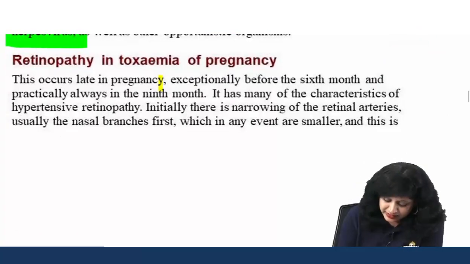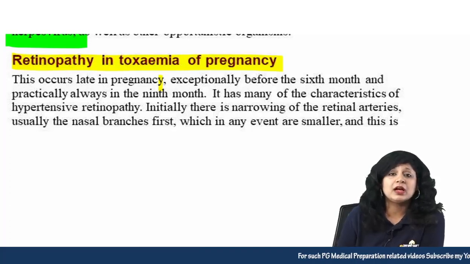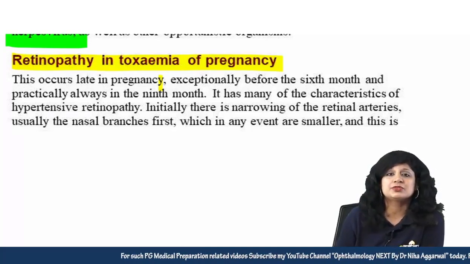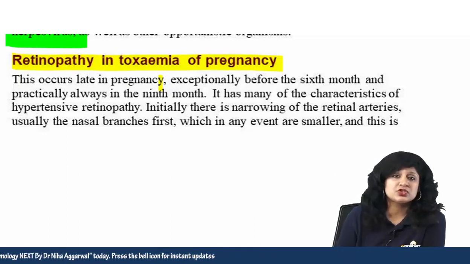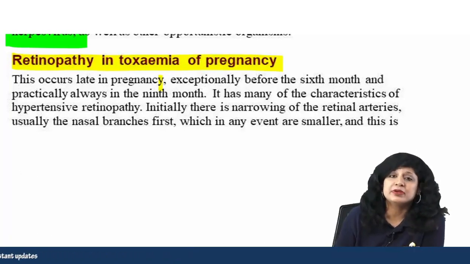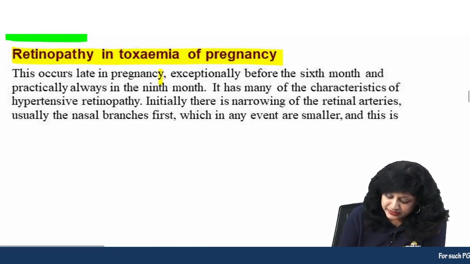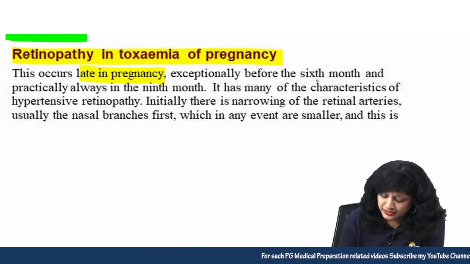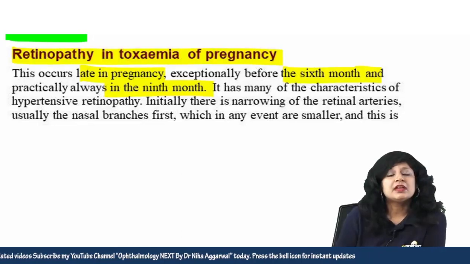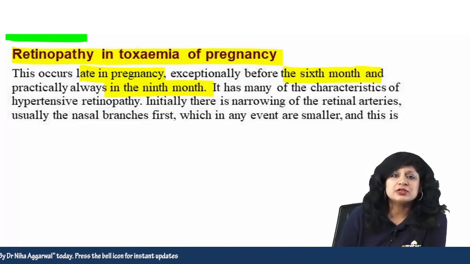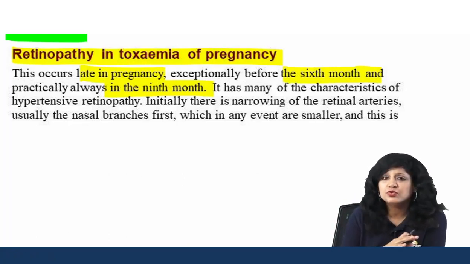Now another important thing is retinopathy in the toxemia of pregnancy. One good topic where you can integrate ophthalmology with obstetrics is retinopathy in the toxemia of pregnancy. So I hope that there could be a question in which they are asking you about the ocular manifestations in pregnancy, and again it is an important high yield topic, and this occurs late in pregnancy, exceptionally before 6 months and practically always in the 9th month. So this retinopathy of toxemia of pregnancy actually occurs towards the later half. It's very uncommon before 6 months, and usually you will have it after 9 months.